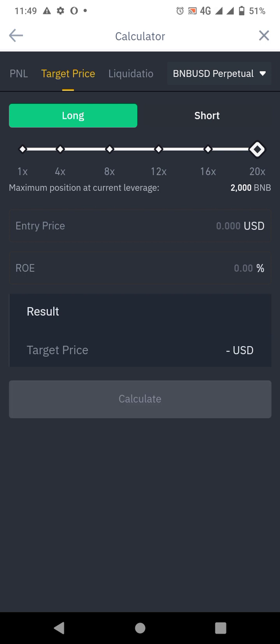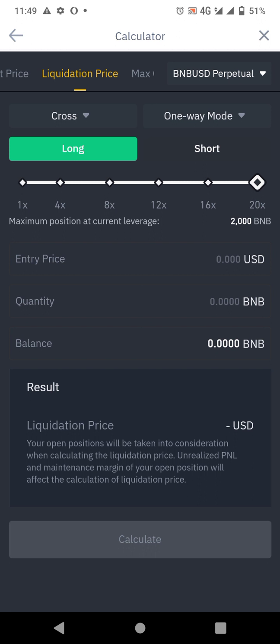Target price. Okay, if I leave my trade to this price, how many percentage am I getting? Or if I want 30% profit of my trading, or if I want 50% of my trading, what is the price BNB must reach before I get there? Now this liquidation price, this is the price at which I will lose all of my money if my trading goes wrong.